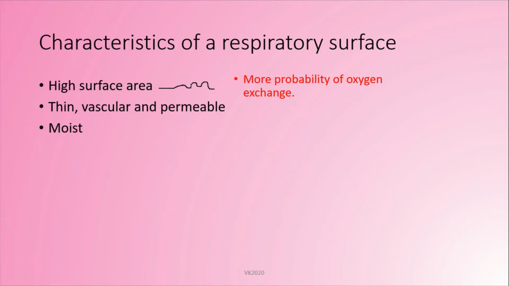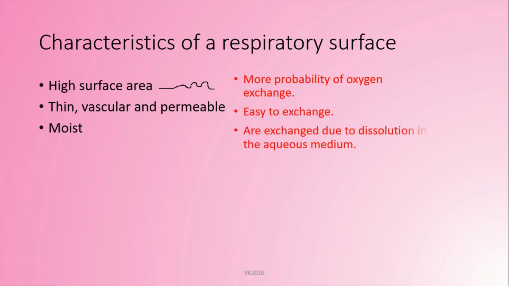Then we have structures which need to be really thin, vascular and permeable. Now, the more thin and permeable the structures are, the less resistance will be provided for the oxygen to be transported, and high vascularity ensures that the vasculature around the oxygen will be in closer proximity to the blood. And moist. Now, the moisture is required because gases like oxygen and carbon dioxide are readily soluble in some aqueous medium, then they can be gaseously exchanged. Hence a moist surface is really important for oxygen transport.